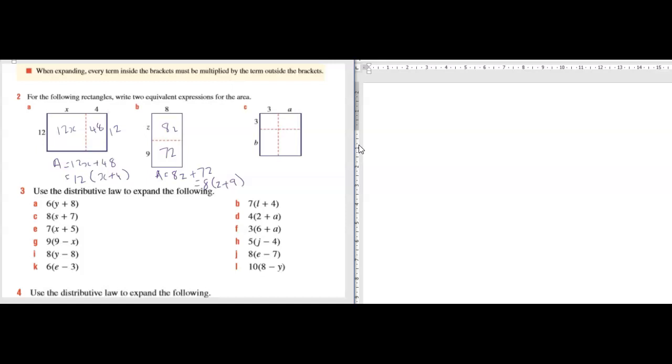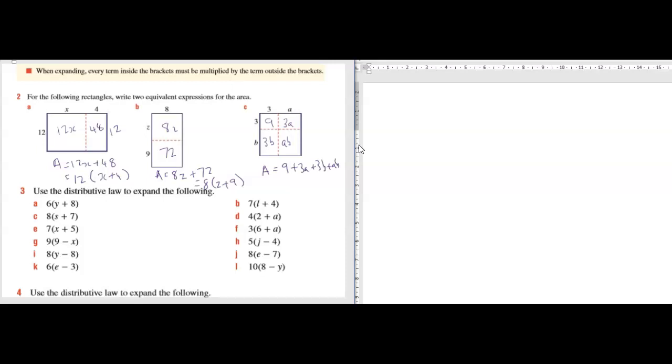Then here we've got 3 times 3, which is 9. Then this spot here is 3 times a, which is 3a. And then this spot here, we've got 3 times b, which is 3b. And then a times b gives you ab. So if we were to write the area for this one, and it depends how you want to write it, I'm just going to write it in the order that I did it: 9 plus 3a plus 3b plus ab.